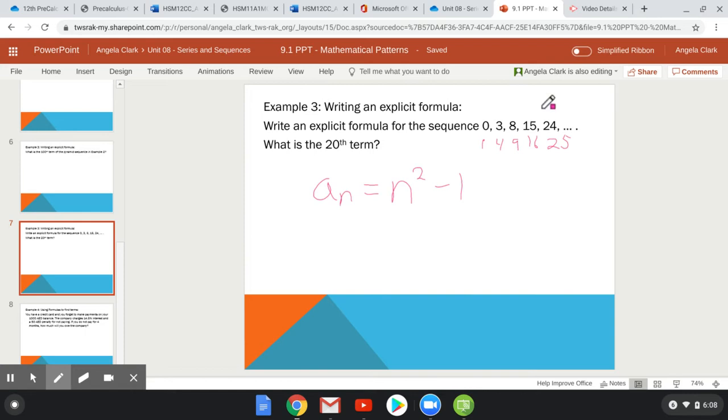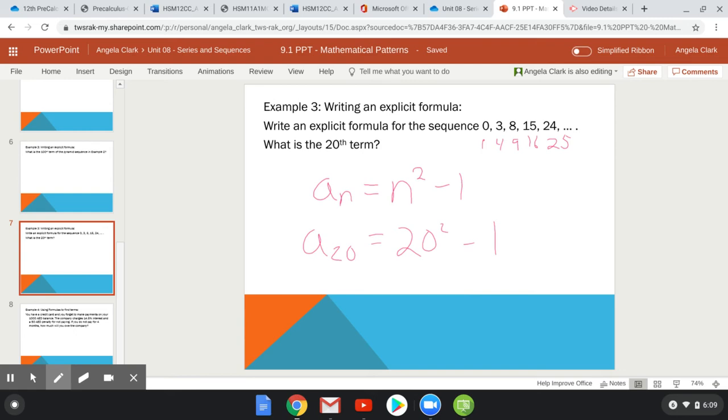So once you've figured out the pattern, this becomes pretty straightforward. I think the hardest part of this problem is seeing that pattern, seeing that these are all 1 less than a perfect square. I think that is the trick to this particular problem. So now we're going to find term 20. So A20 is going to be 20 squared minus 1.